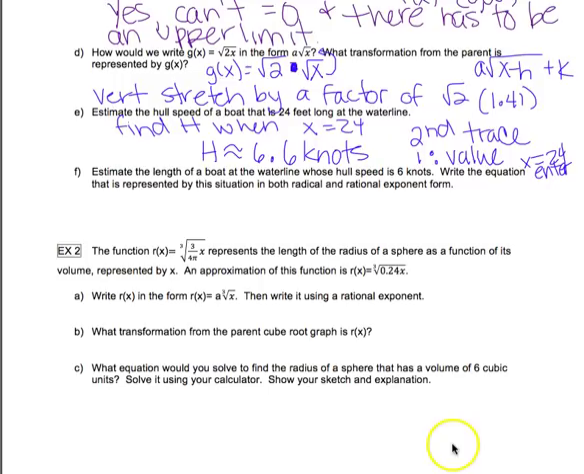So part F is different because this one wants us to estimate the length of the boat at the waterline when the hull speed is 6 knots. So not only is it a different type of equation in the calculator, but this also asks us to write the equation represented by the situation in both radical and rational exponent form. So when I look at this, hull speed is h, so that's 6 in this case. 6 equals, what I'm looking for is the length of the boat. That's my x. So I'm just taking the hull speed equation and simply plugging in 6 in place of h.